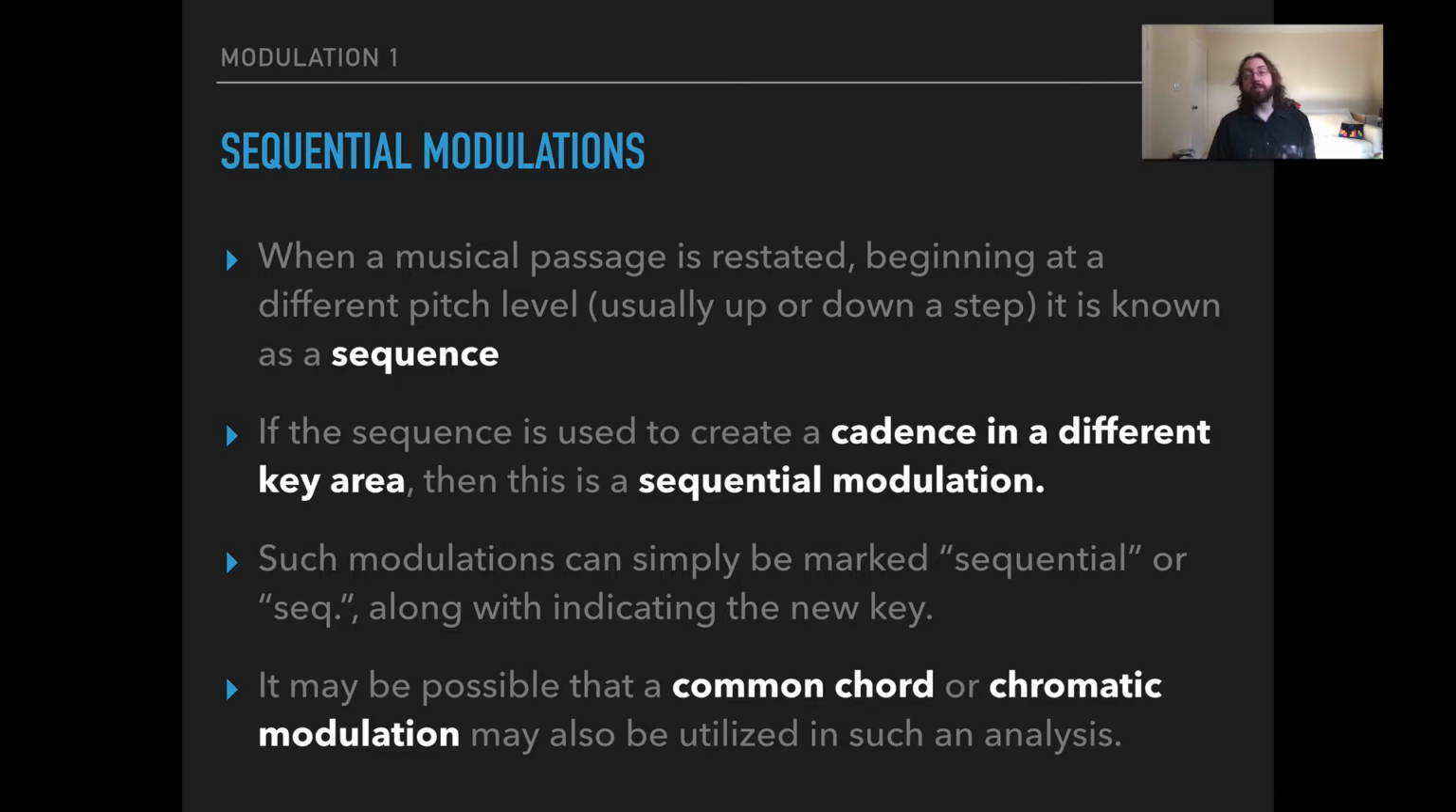The important thing here in your analysis is to be aware that there's no pivot chord, and instead this is the process that's being used. It may be possible that a common chord or chromatic modulation is involved in this analysis, and we just have another layer on top, in this case that we're using a sequence.